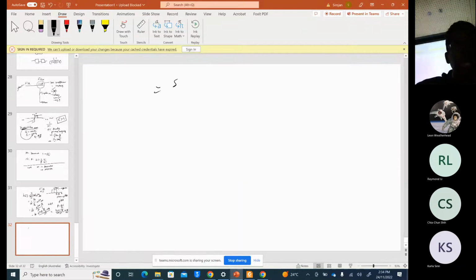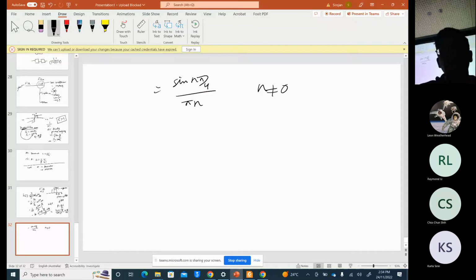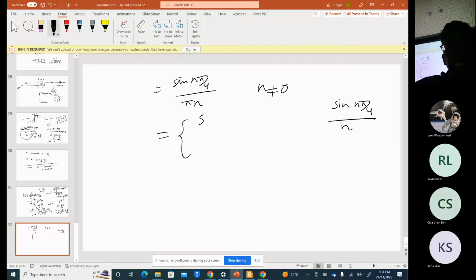So that is equal to sine n pi by 4 divided by pi n. Again, that is not equal to 0, n not equal to 0. When n equals 0, you can find it from the L'Hospital rule. So here n equal to 0, sine n pi by 4 divided by n pi by 4, so then 1 over 4. So this part, when n equal to 0, becomes 1.